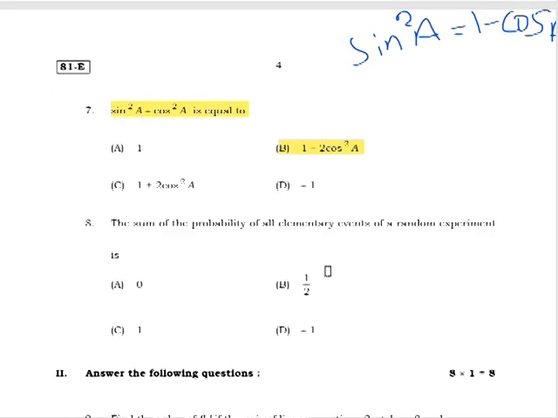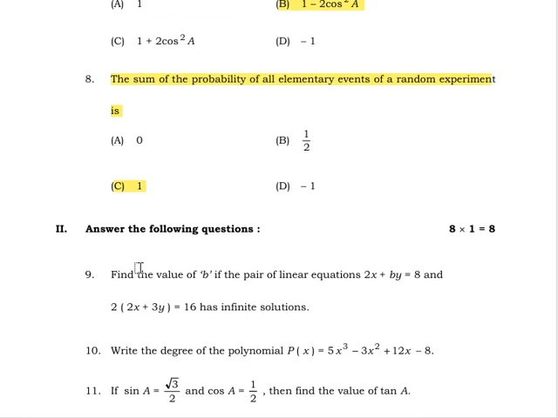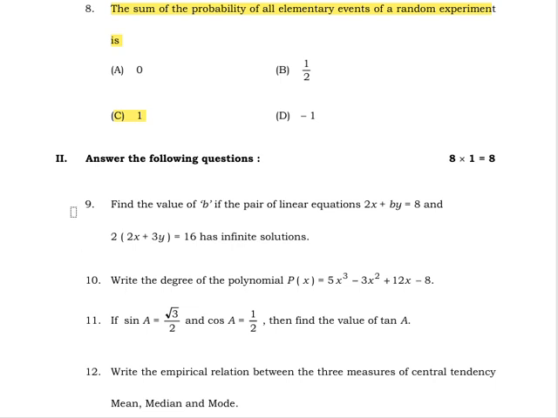Okay. So next one, the sum of probability of all the elementary events of a random experiment is. That is, the sum of probability of all the elementary events of a random experiment is always 1. Option C is the correct answer. So this is a direct question. So next, the second main. This is the first main what we discussed now, that is multiple choice questions. So here they were given 4 options, but in the second main it is one word answer, that is answer all the following questions.